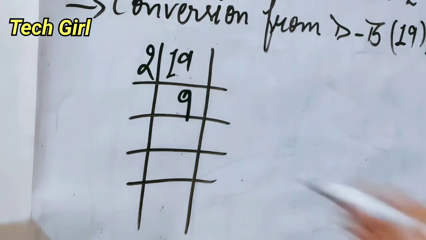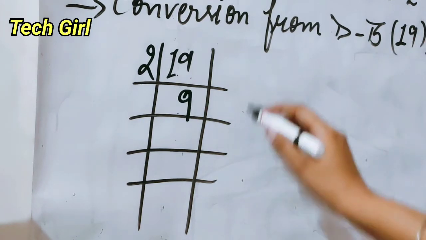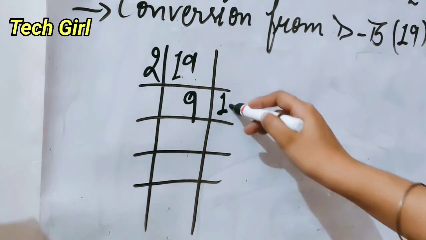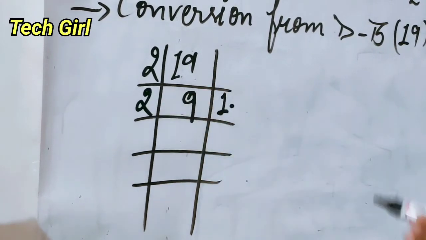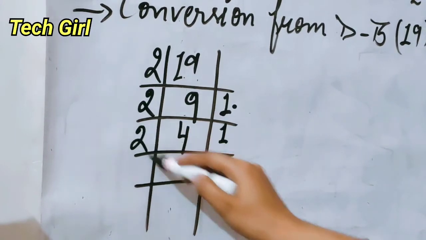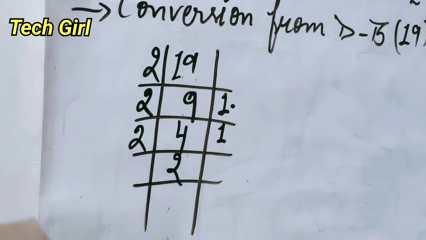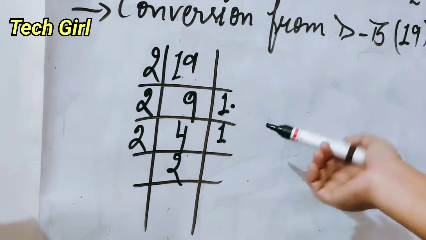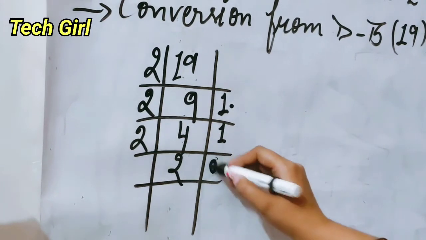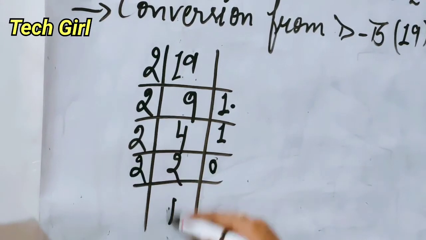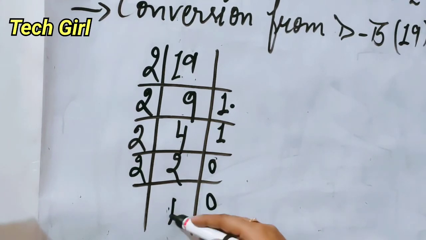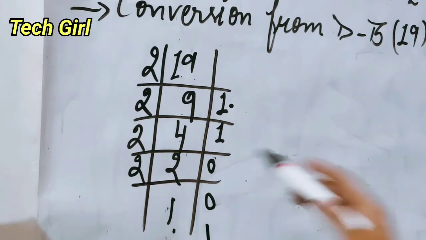2 nines are 18, and then the remainder portion will be written here. 2 nines are 18, 1 is left, the remainder will be written here. Then next, 2 fours are 8, again I have 1. Next, 2 twos are 4. In this, 2 twos are 4, we don't have any remainder. In this way we have to write 0. Then again 2 ones are 2, nothing is left, then 0. And then this last one will be written at the end.